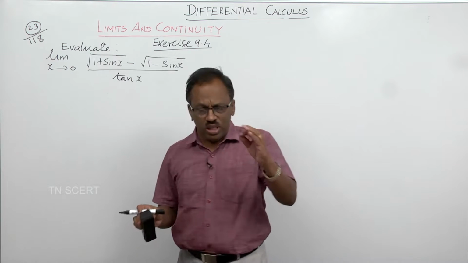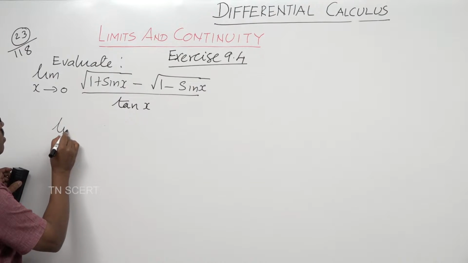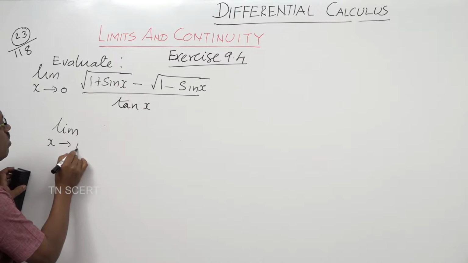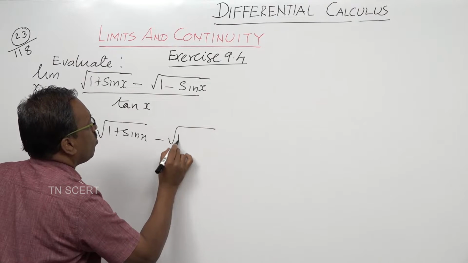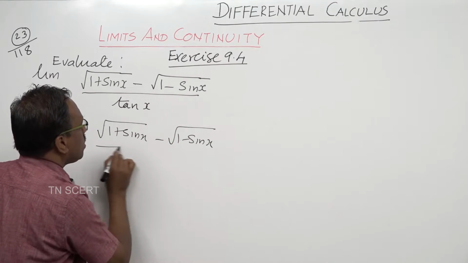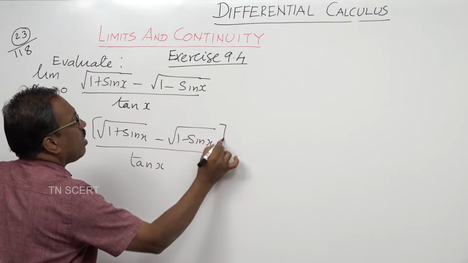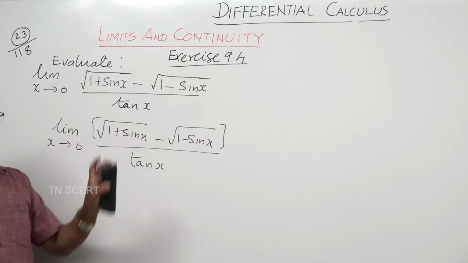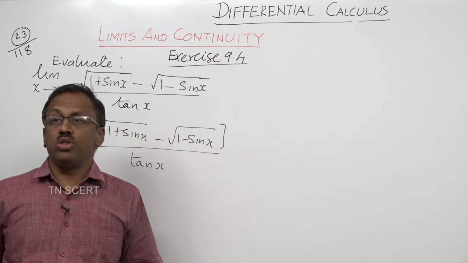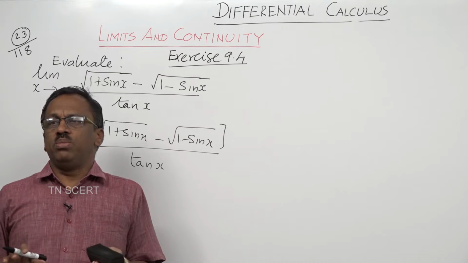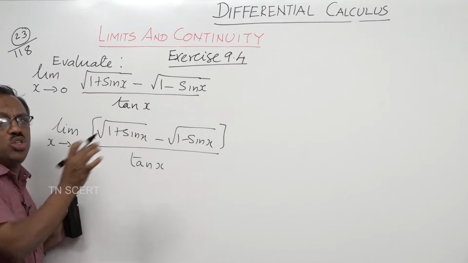So the problem is given: limit x tends to 0 of square root of 1 plus sin x minus square root of 1 minus sin x by tan x. So you take the conjugate of that. Previously, if I apply the limit, I am getting 0 by 0, that is an indeterminate form. That is not a solution for the problem. We need a solution, for which we use some methods. So what I am going to do is take a conjugate.